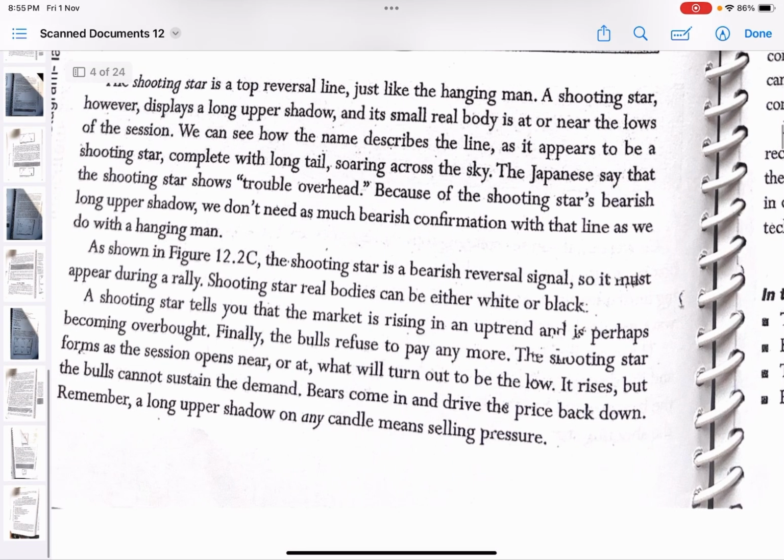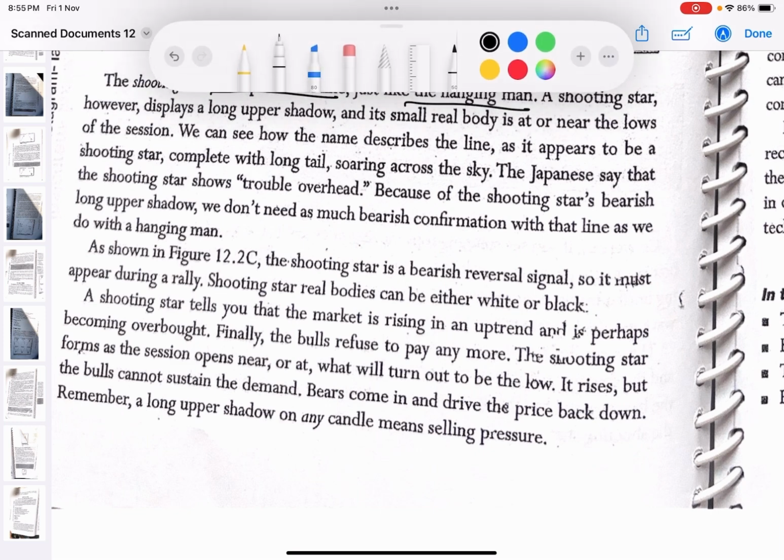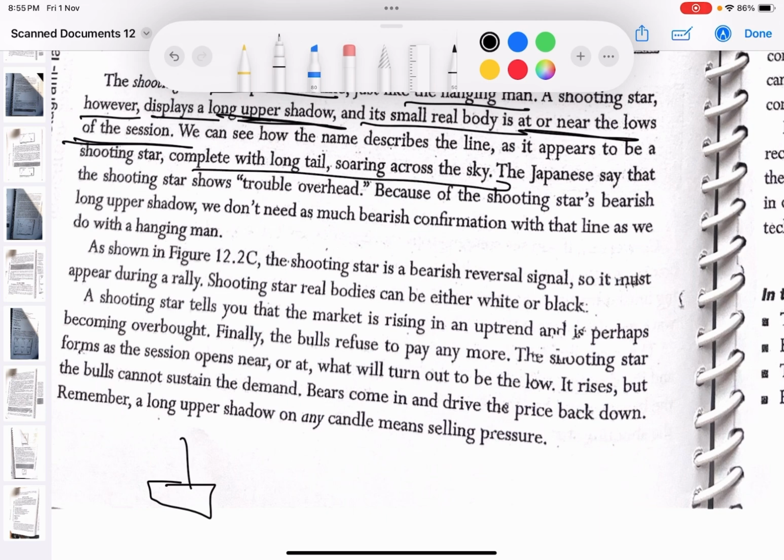The shooting star is a top reversal line, just like the hanging man. A shooting star, however, displays a long upper shadow and its small real body near the lows of the session. This is what a shooting star looks like. Okay, long tail soaring across the sky. The Japanese say that the shooting star shows trouble overhead because of the shooting star's bearish long upper shadow.